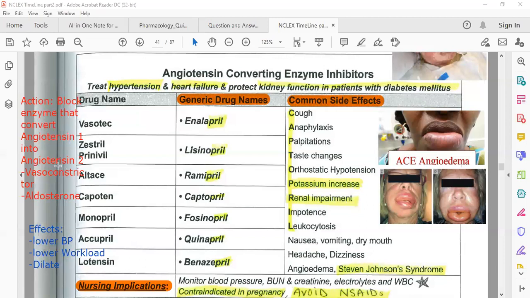Angiotensin 2 also causes the secretion of an additional blood pressure elevating hormone in the adrenal gland, which we call aldosterone. ACE inhibitors inhibit the aldosterone secretion, but normally aldosterone increases the blood pressure. But when there is less aldosterone, blood pressure goes down.